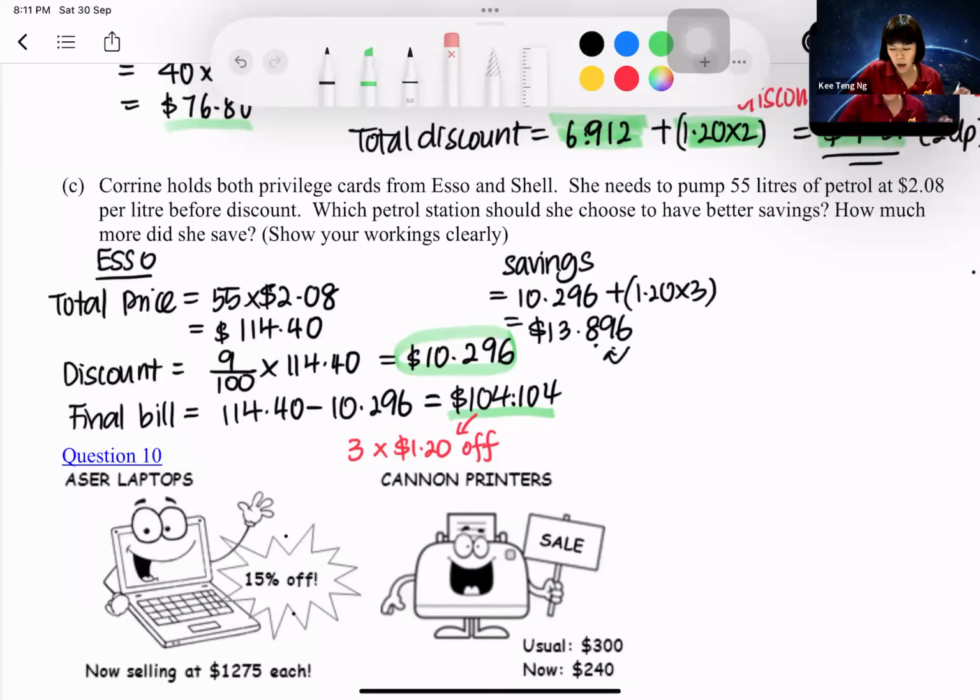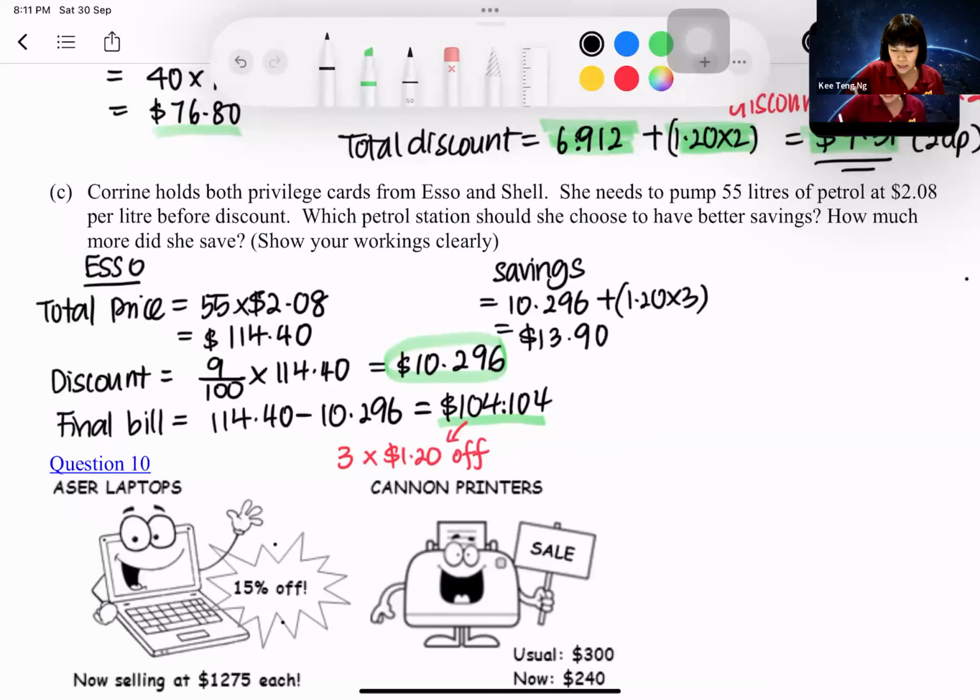To 2 DP, I round up, okay? So it becomes $13.90 for my savings. Is that okay? So this is under SO only. We haven't found out about Shell. Okay, let's look at Shell now.